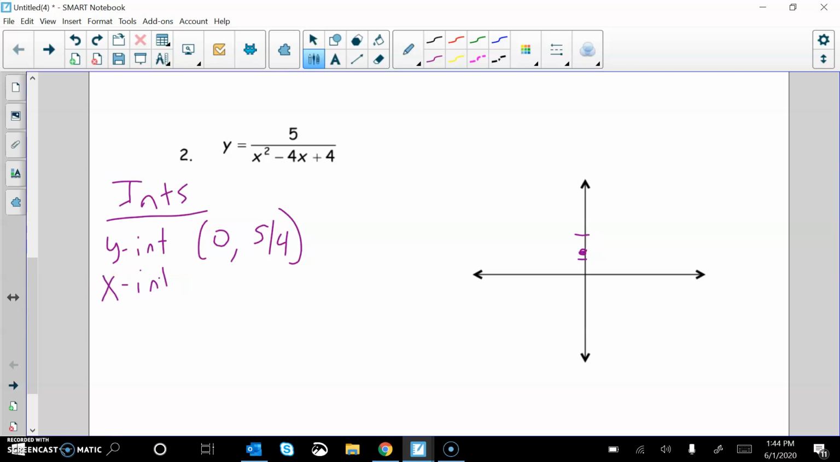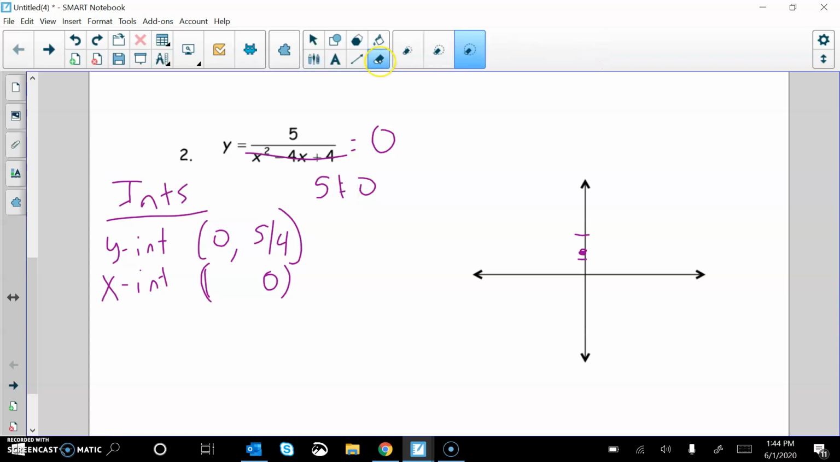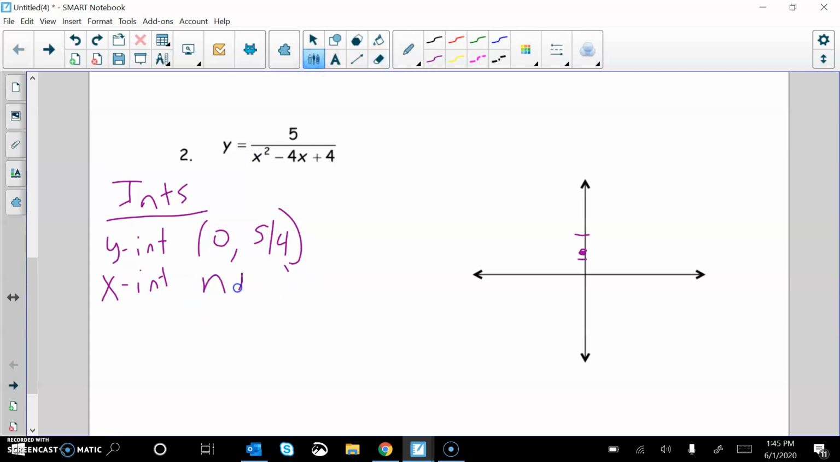All right, x-intercepts. So set it equal to 0. And as I stated on the previous one, after the first step, this is going to cancel. So you'll be left with the numerator equal to 0. 5 is never 0. There's nothing you can plug in for x to get 0 for an answer. So there is no x-intercept.